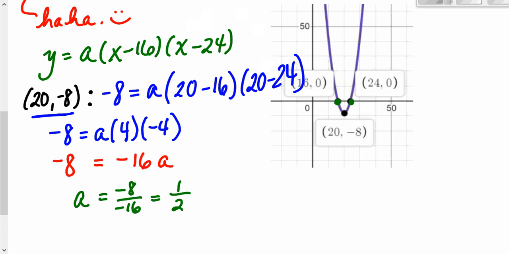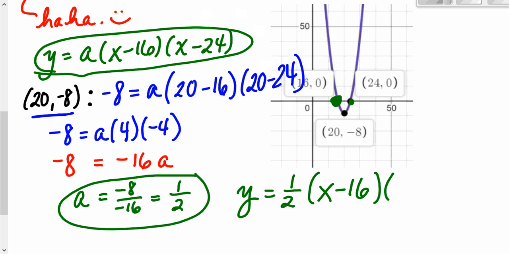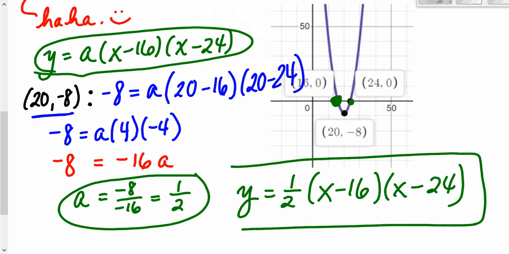Now I take this value in green and I plug it back into the green. So I've got y equals 1/2 for the a, times (x minus 16), because that's one of the intercepts right up here, and (x minus 24), because that's the other intercept. And there's my equation in intercept form.